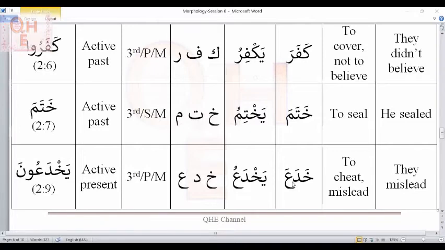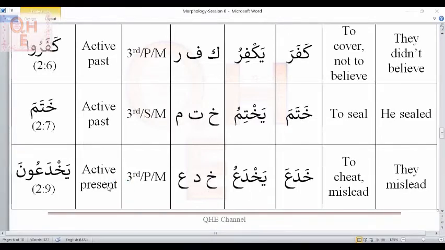Okay, and also you will see an A, letter A, next to the transliteration that tells you that dal should have a fatha. So that's how you get yakhda'u. So kha, dal, ain, these root letters give this pattern: khada'a, yakhda'u. The base meaning is to cheat or to mislead.